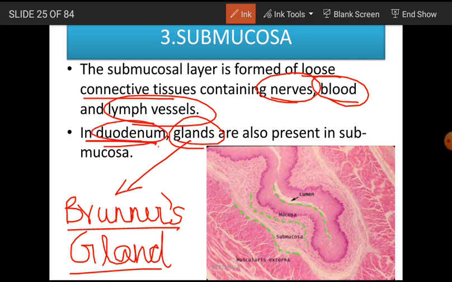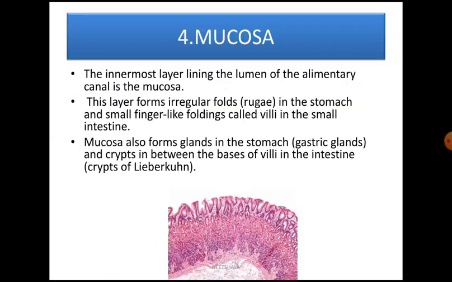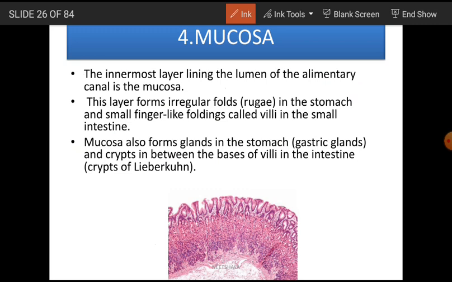ऑफ डियोडिनम। सो दैट इज एन इंपॉर्टेंट पॉइंट, इससे क्वेश्चंस आ सकता है। फर्स्ट पॉइंट इज नॉट सो इंपॉर्टेंट बट दिस पॉइंट इज वेरी वेरी इंपॉर्टेंट। प्लीज टेक अ नोट ऑफ दिस पर्टिकुलर पॉइंट, वेरी वेरी इंपॉर्टेंट फ्रॉम एग्जामिनेशन पॉइंट ऑफ व्यू। इन डियोडिनम ग्लैंड्स आर ऑल्सो प्रेजेंट इन द सब म्यूकोसा विच इज नोन एज द ब्रूनस ग्लैंड। नाउ टॉकिंग अबाउट म्यूकोसा विच इज द इनर मोस्ट लेयर, एंड next point is it consists of irregular folds.